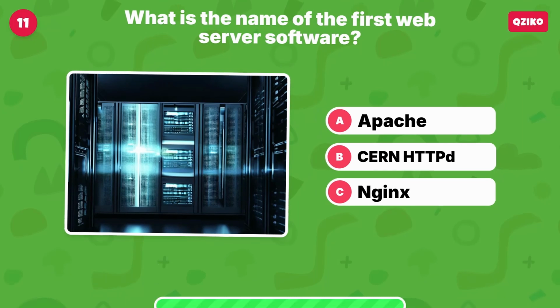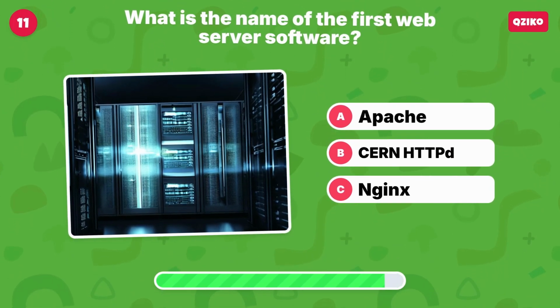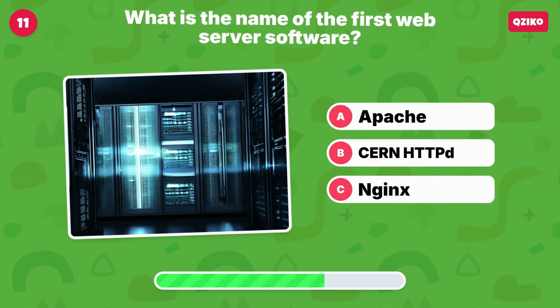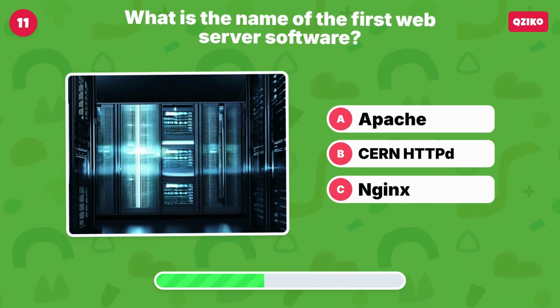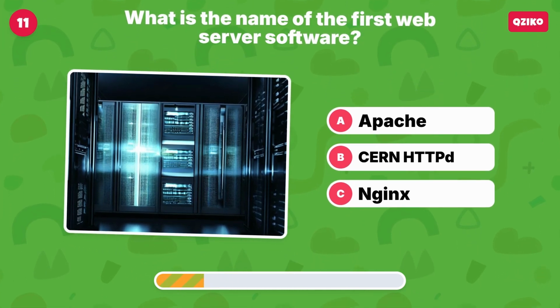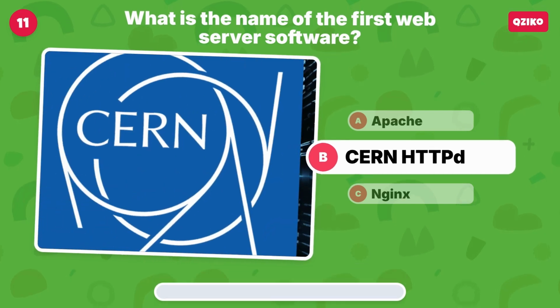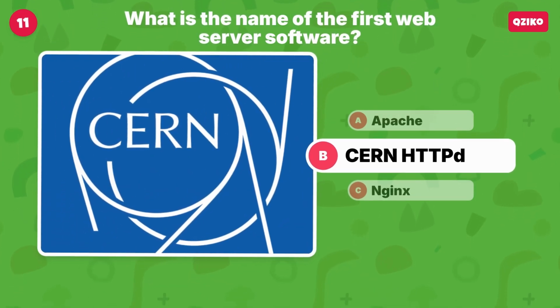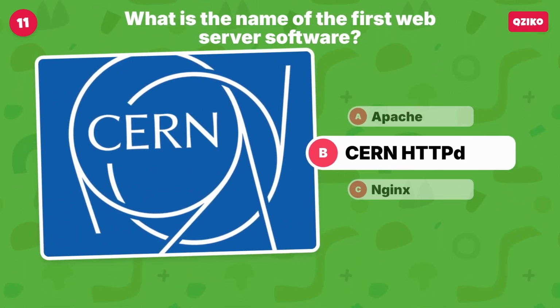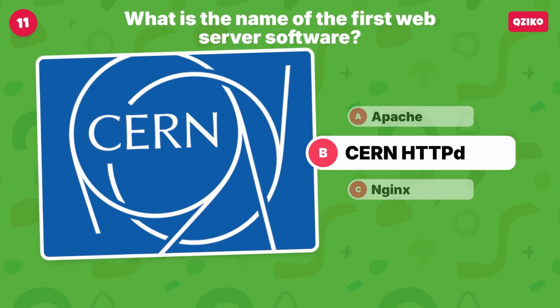What is the name of the first web server software? Apache, CERN HTTPD, or Nginx? CERN HTTPD was the first web server software, created by Tim Berners-Lee.